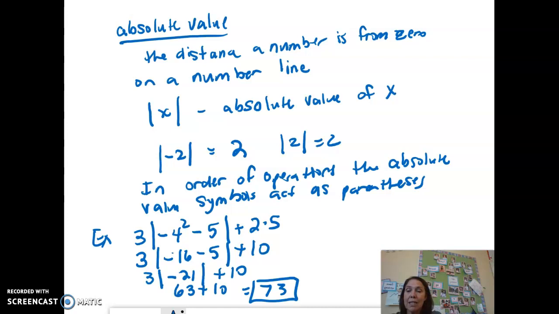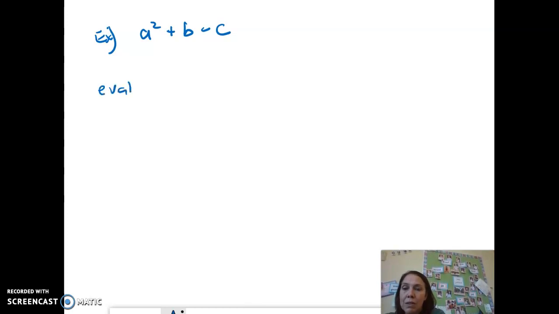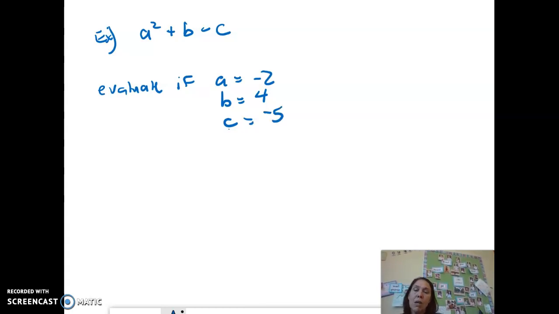And the next thing is going to be, how do I substitute into an expression? So for example, I might have the variables a, b, and c. If I have the expression a squared plus b minus c, and I say evaluate if a equals -2, b equals 4, and c equals -5. What I want you to know is, if you plug values into an expression, you plug them in parentheses.